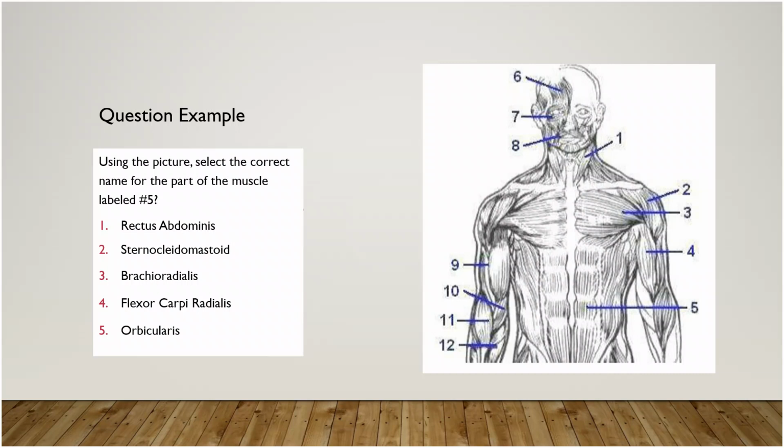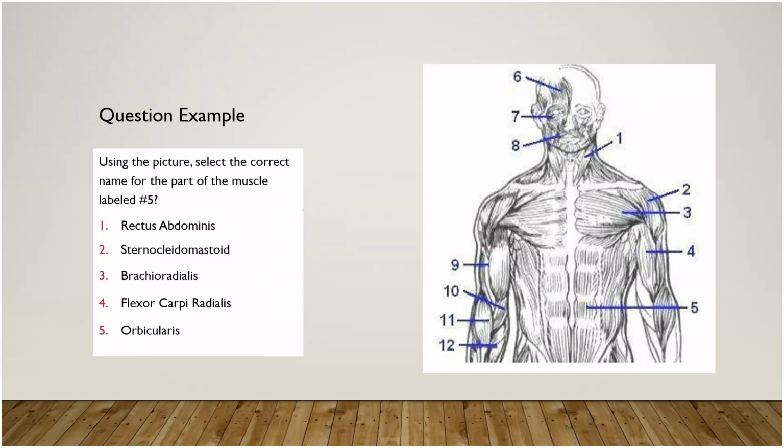So we have our rectus abdominis. Abdominis is pertaining to the abdominal area. We have our sternocleidomastoid. That has to do with the sternum, the cleido, which is your clavicle, and the mastoid, which is by your jaw. So in this one, we have our sternum, we have our clavicle, and that muscle that goes up to our jaw.